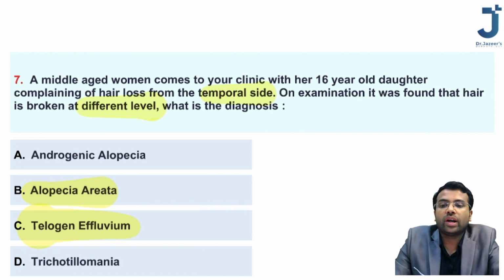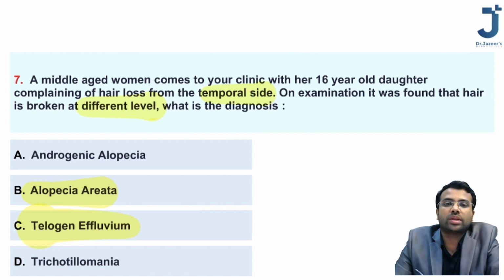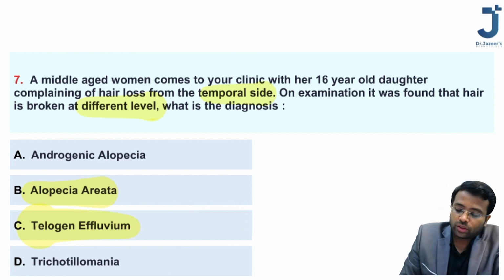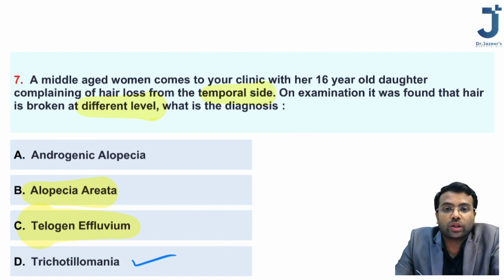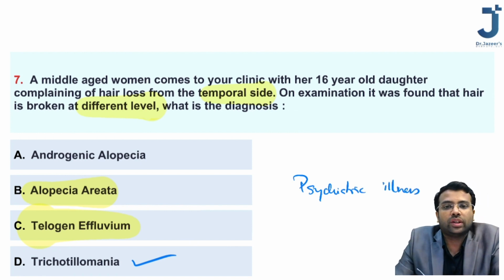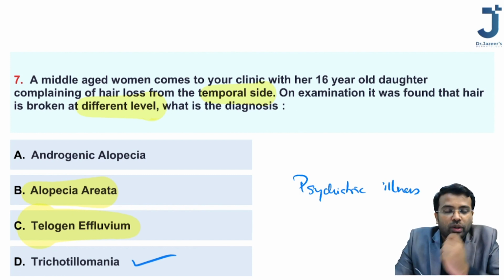Now there is only hair loss from the temporal side, not from the frontal part. So this indicates that this is some kind of psychiatric illness. How do you understand? Because the hair is broken at different levels. If you try to pull your hair by yourself, the hair will start breaking off at different levels. So this condition is called trichotillomania, which is considered a psychiatric illness, where the patient may pull off the hair from the temporal part of the scalp, or may even try to eat the hairs. All these are part of trichotillomania.